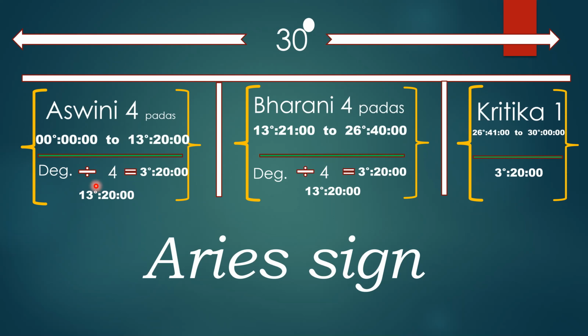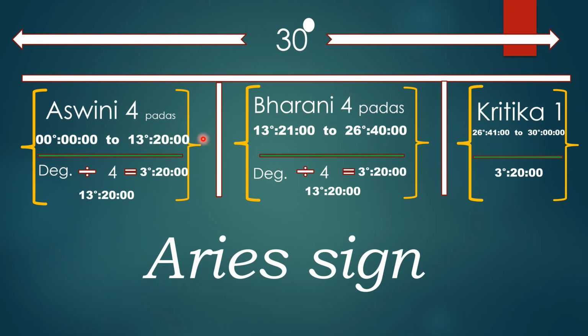Same calculation as Ashwini before, the same one. But it starts from 13 degree 21 minutes to 26 degree 40 minutes. This is the Bharani, 4 Padas. It's the same calculation: 3°20′, 3°20′, 3°20′, 3°20′.